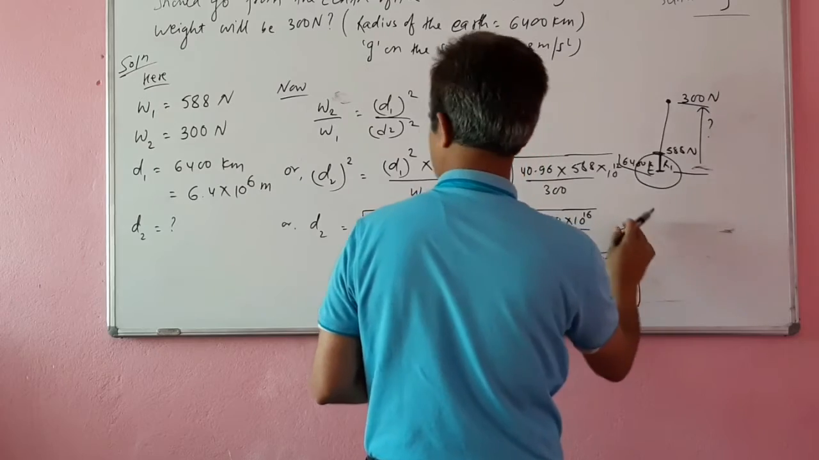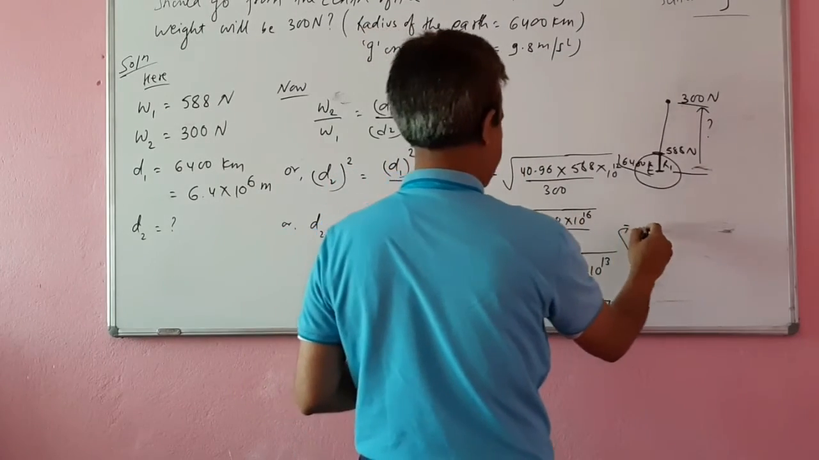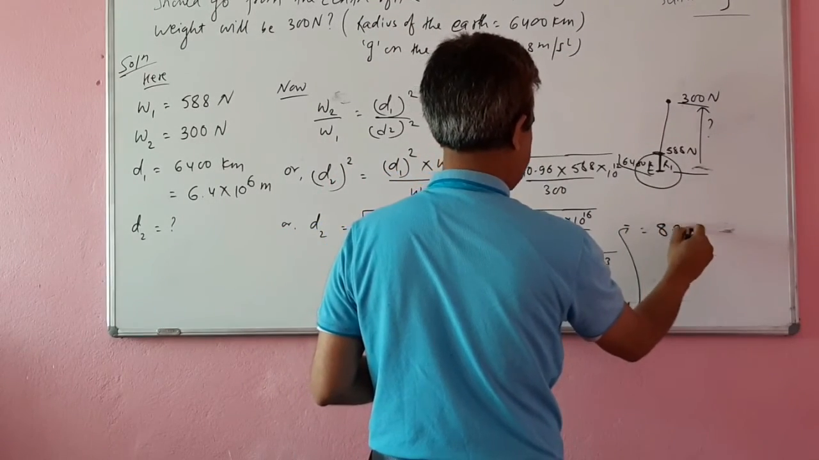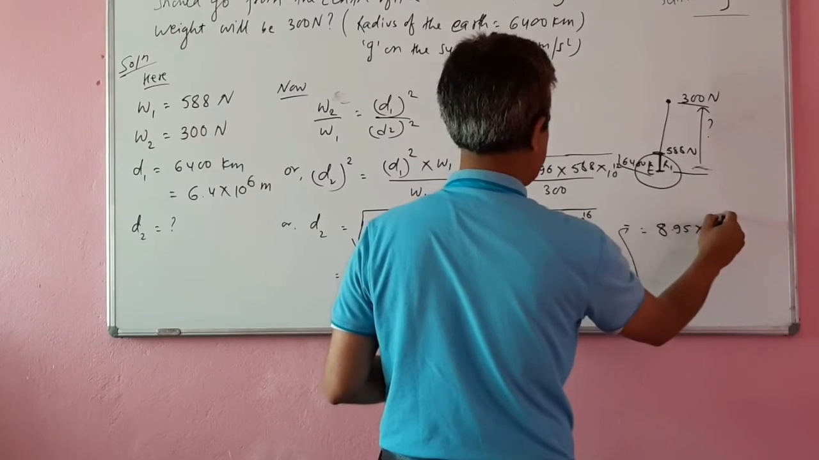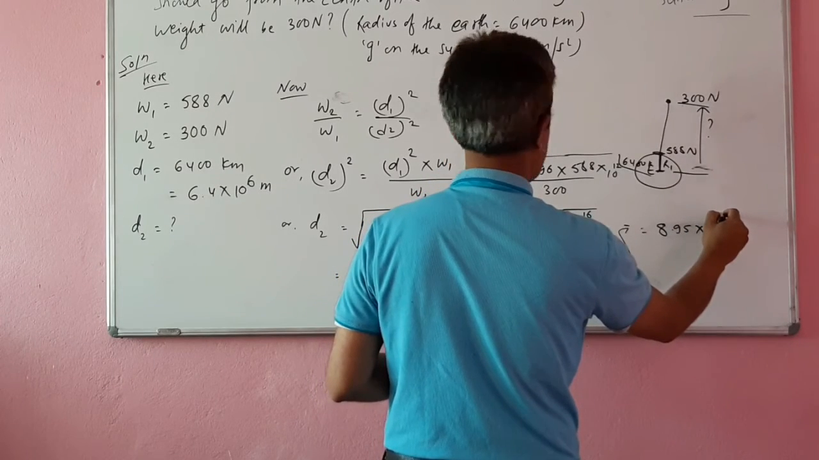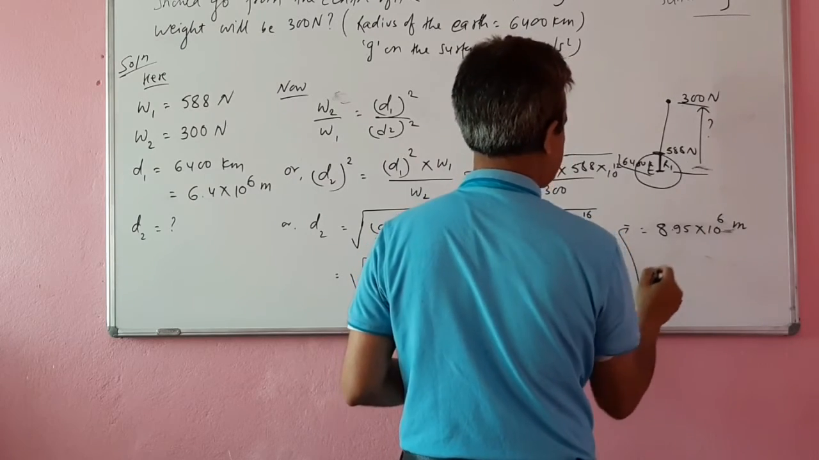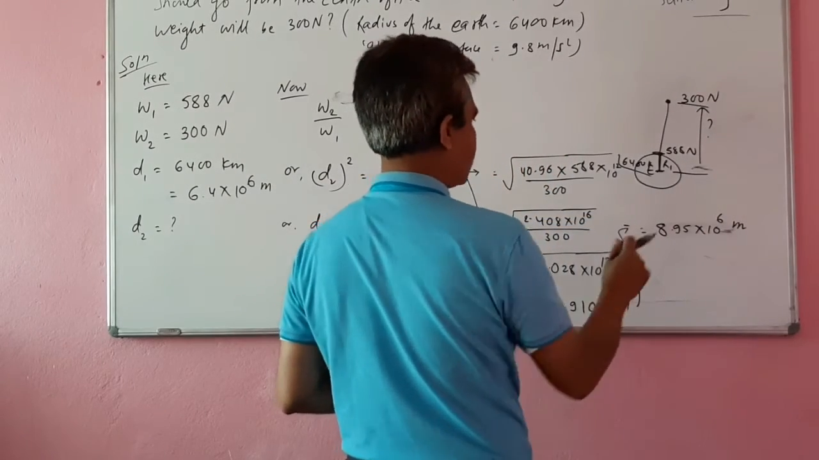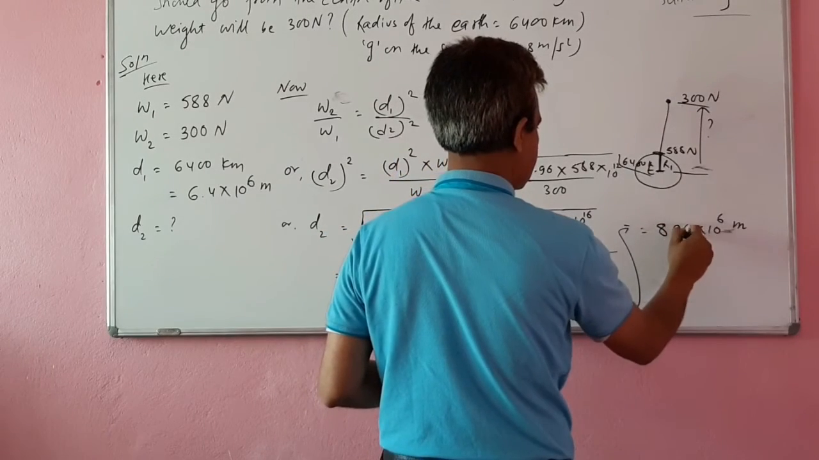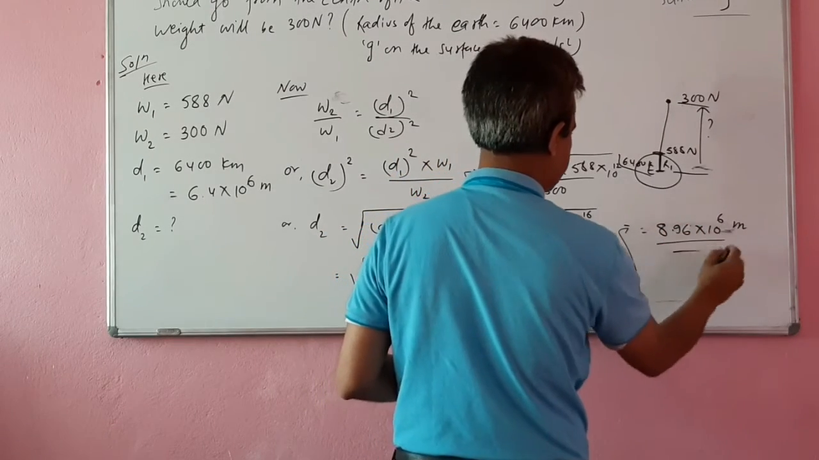How to change this into kilometer? 8.95 multiplied by 10 to the power 6 meter. 8.95 or 8.96 times 10 to the power 6 meter.